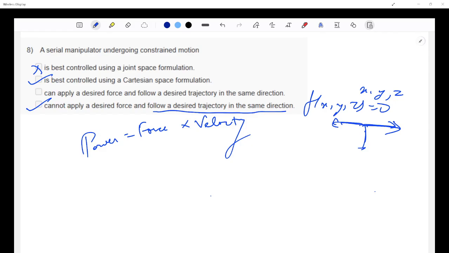So in constrained motion, Cartesian control is preferred because constraints are defined in task space. Force and position cannot be controlled simultaneously in the same direction. This leads to hybrid force position control. Okay, you can either push on a wall or you can move freely across the surface of the wall, but you cannot do both of them in the same direction. All right, so force perpendicular to motion. Okay, I hope it is clear. If it is, then we'll move to the next question.